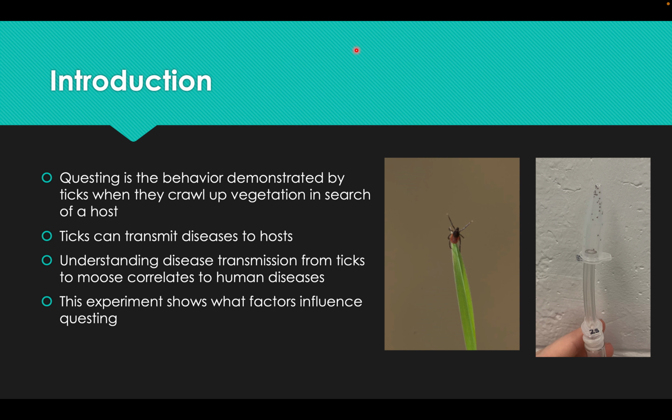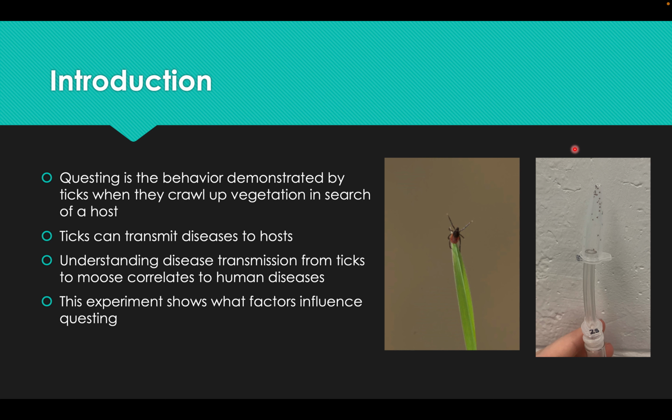So what is questing? Questing is the behavior demonstrated by tick larvae when they crawl up vegetation in search of a host. Here on the left we show what questing looks like in nature, and here on the right is what it looks like under our experimental conditions. This is important because this is the time that the larvae will actually attach to a host, which they can ultimately at that time transmit diseases.